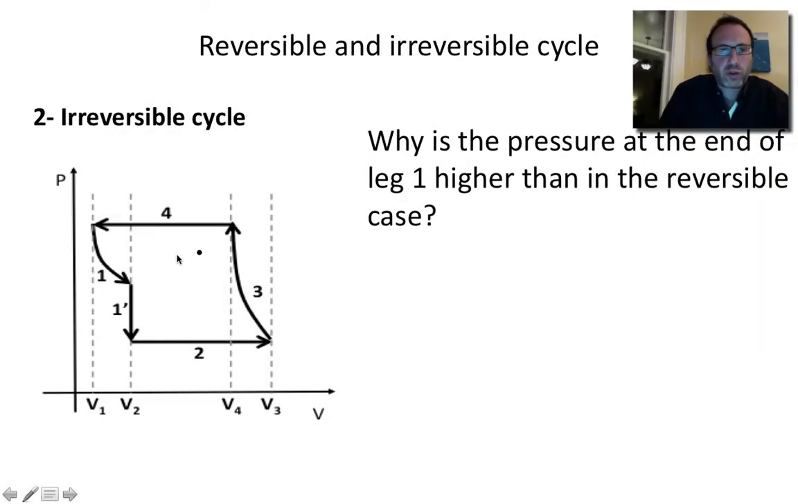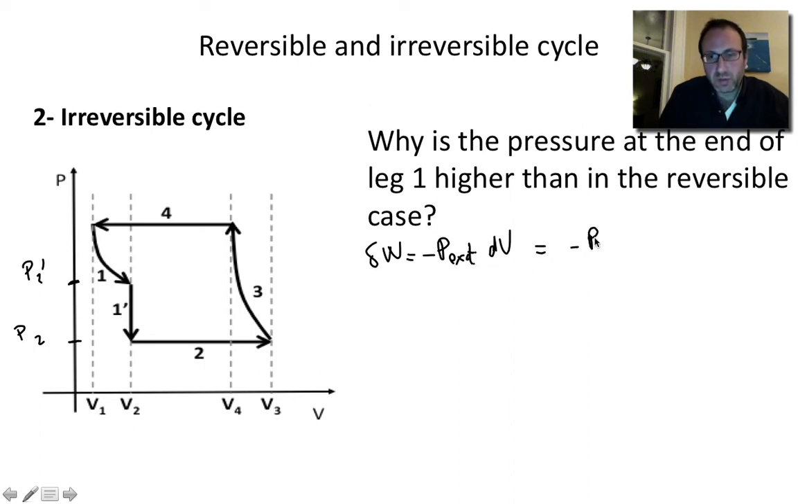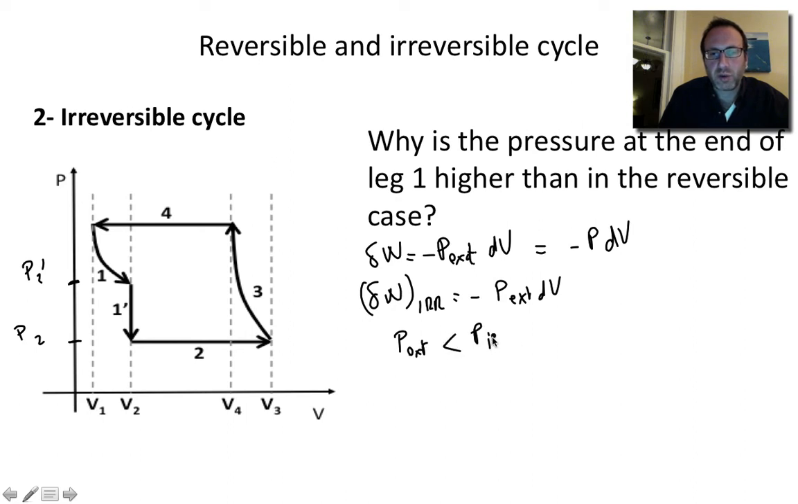First question, why is the pressure at the end of leg 1, so P2 prime, higher than P2? Well, we've seen this in class because when you do the reversible work, dW is equal to minus P external dV. And in the reversible case, this is equal to minus P dV. But in the irreversible case, dW irreversible is still equal to minus P external dV, but P external is smaller than P internal, or P of the gas, and so the irreversible work in absolute value is less than the reversible work.